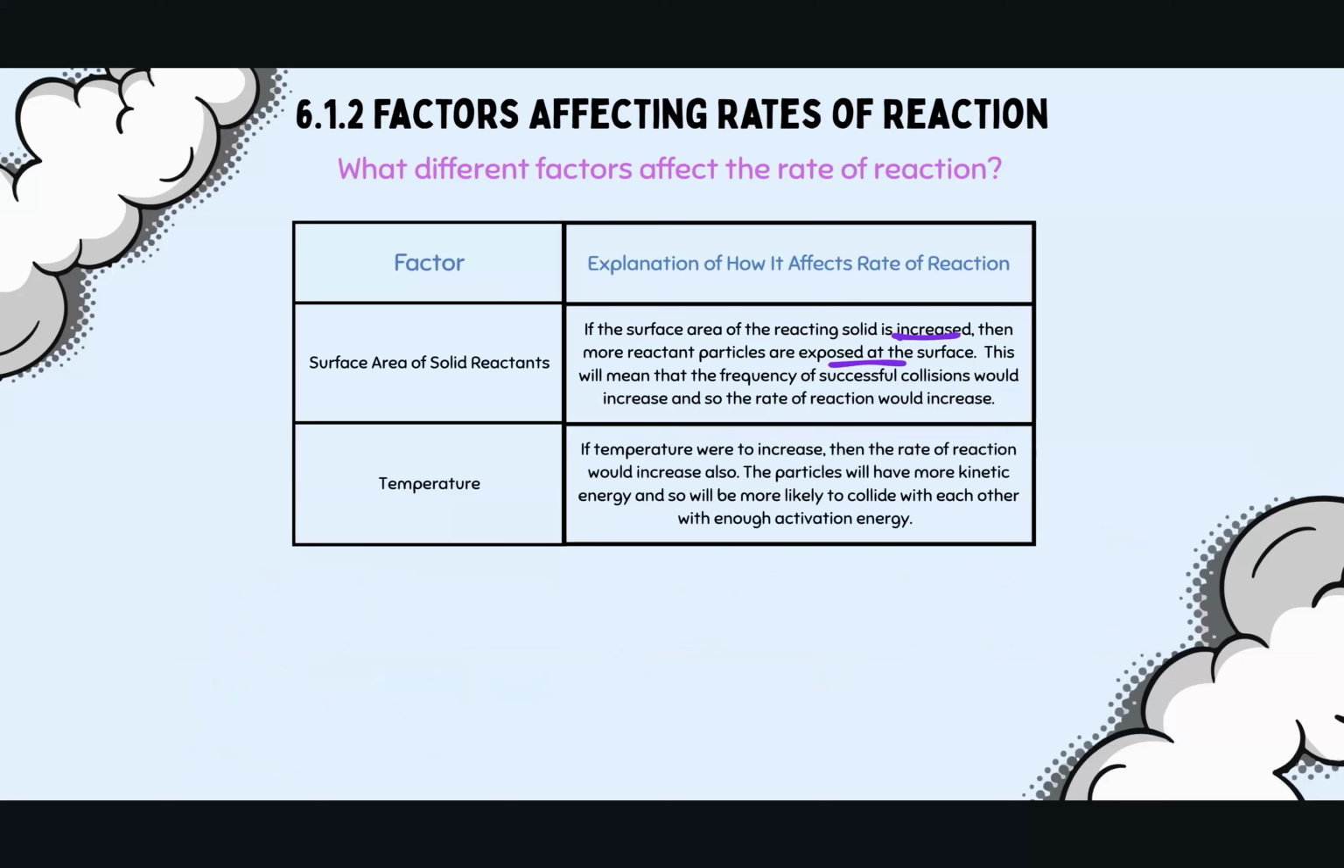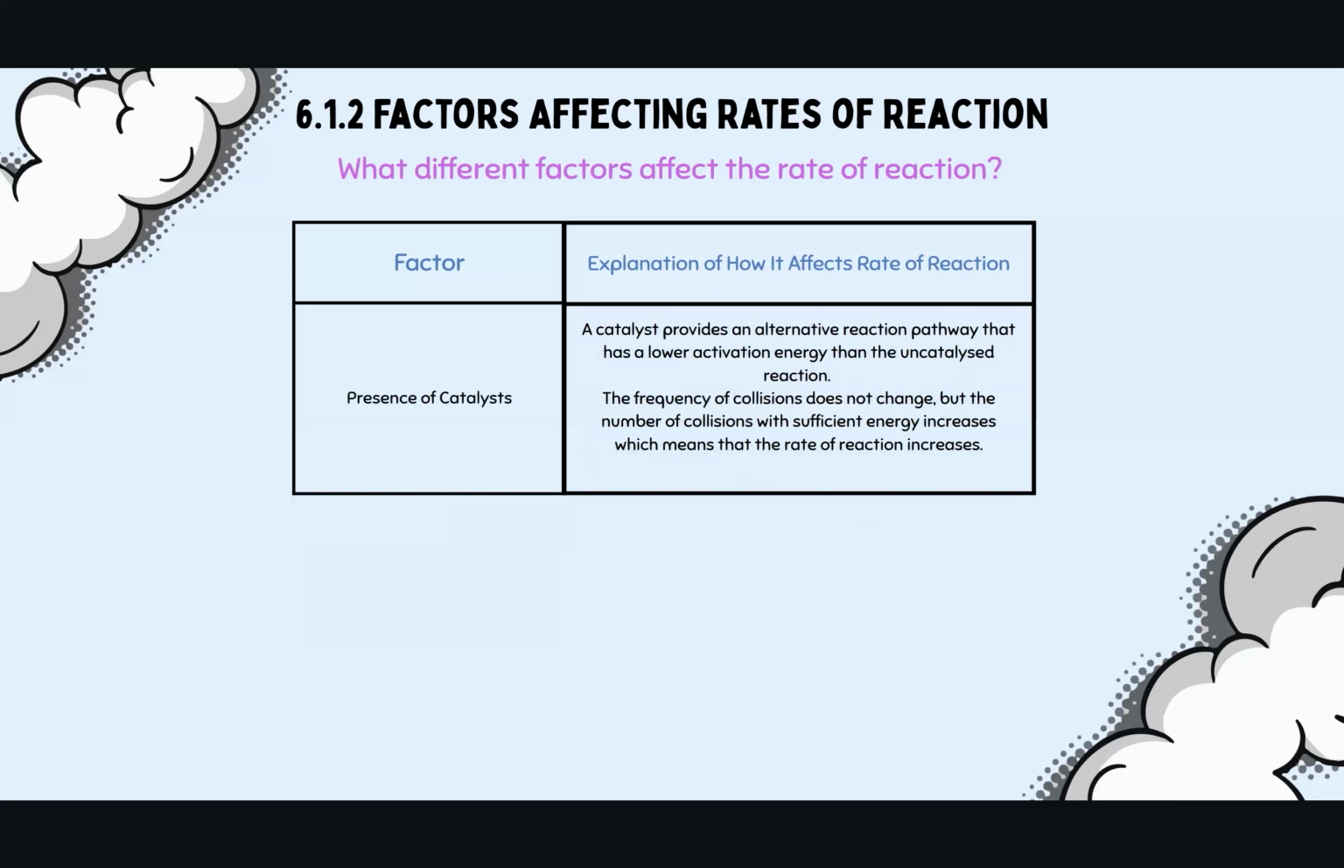The other thing is if they've got more kinetic energy, they're going to move around faster. They're moving around faster, they're more likely to collide. So if we increase the temperature, we're increasing the speed at which the particles are moving, and we are also increasing the energy within each particle. So we are changing things so that more particles have activation energy. So that means we're going to have more successful collisions, and there's going to be an increase in the rate of reaction.